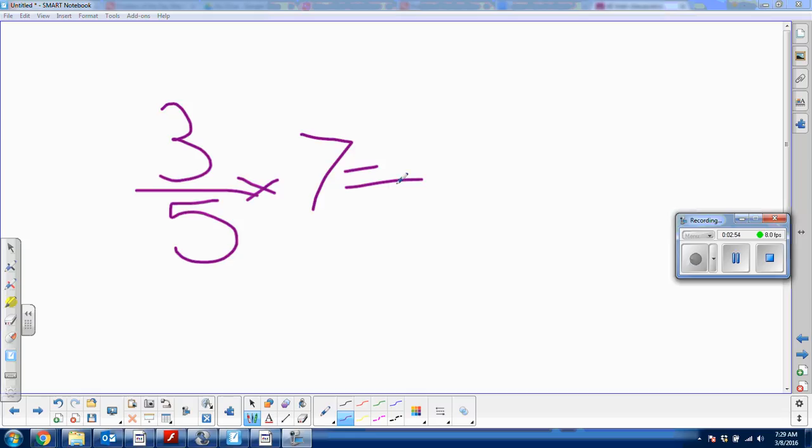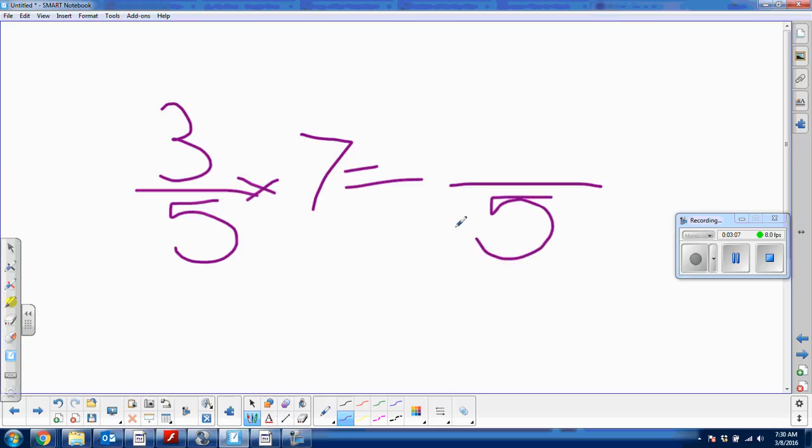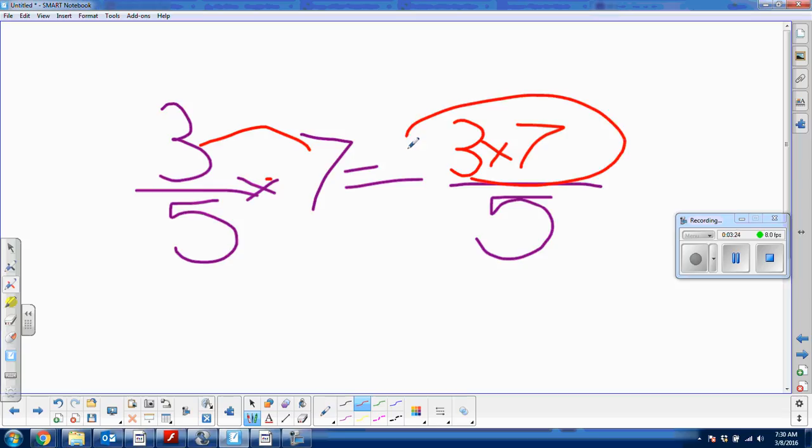Alright, check this out. Here I have 3/5 times 7. What I can do too is visualize it like this. I can simply start with the fraction in the denominator. Then I can move these two numbers plus the multiplication sign over to the numerator. So I can say 3 times 7/5. Then I simply have to solve for 3 times 7, and we know that equals 21/5.